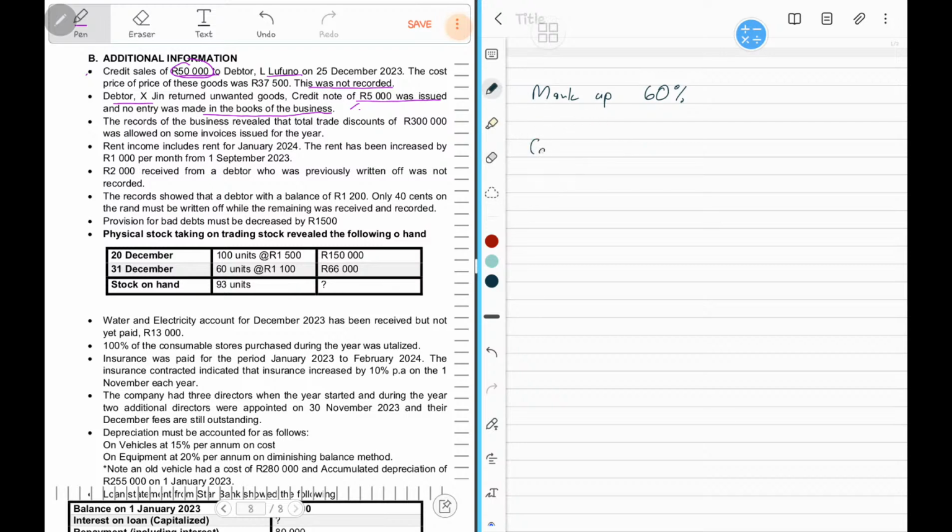So it starts with cost of sales. Then we apply the markup to find the sales, which is the original sales. Then what do we do next? We do what? We subtract the trade discount, less trade discount.